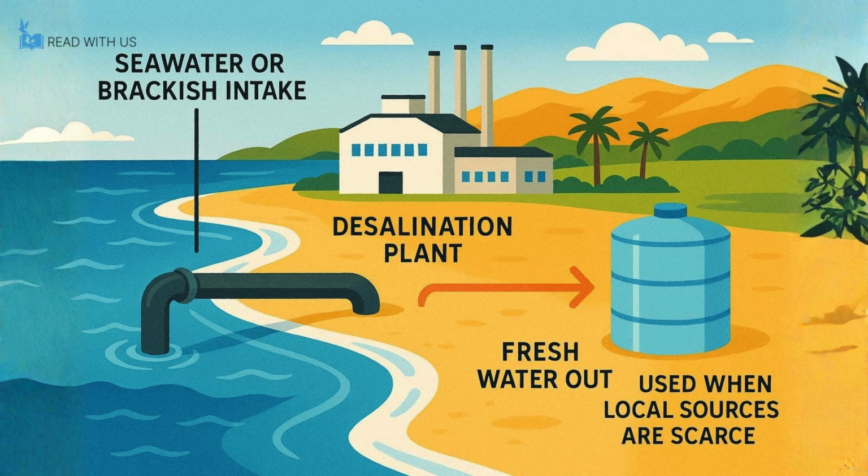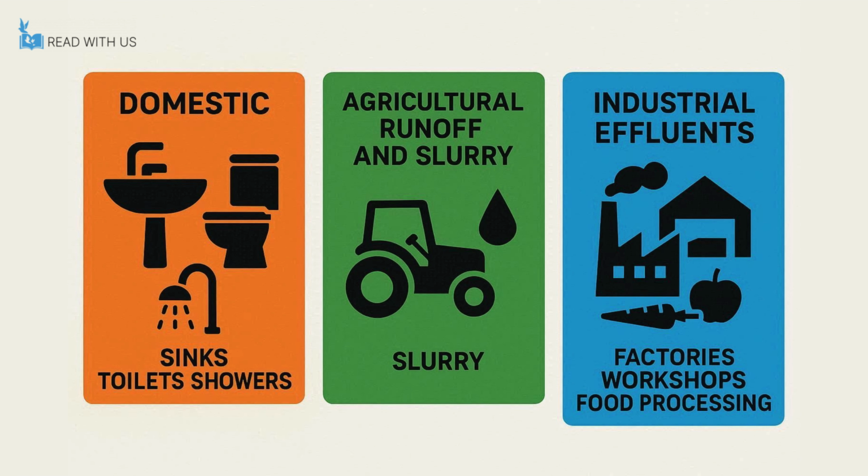Wastewater is used water from homes, agriculture, and industry that contains solids, chemicals, nutrients, and microbes. And it must be treated before release or reuse to protect health and the environment. The three main sources are domestic wastewater from sinks, toilets, and showers, agricultural runoff and slurry from farms and irrigation, and industrial effluents from factories, workshops, and food processing.